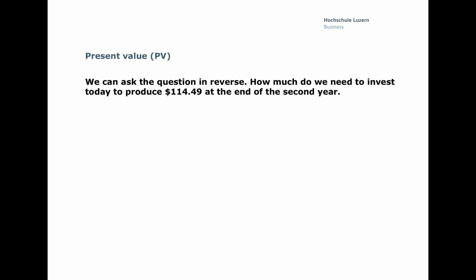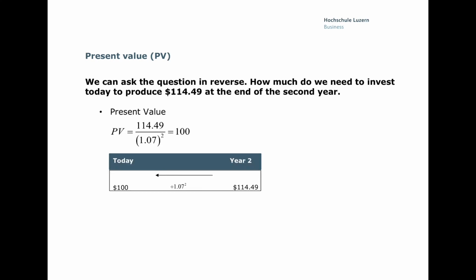In the previous slide, we learned how to compute the future value of an amount of money. However, we can ask the question in reverse and compute the amount we have to invest today in order to produce $114.49 at the end of the second year. This is called the present value, which means future cash flows are discounted at the discount rate, and the higher the discount rate, the lower will be the present value of the future cash flows.